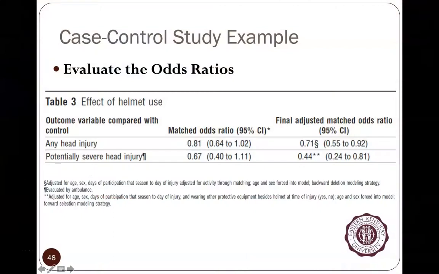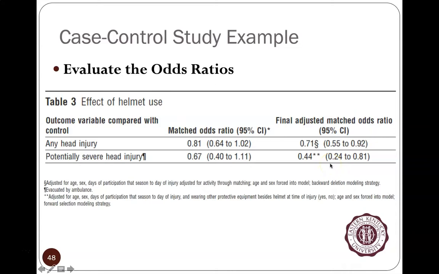Here, they've got a matched odds ratio and then an adjusted matched odds ratio. The adjusted ratio took into consideration age, sex or gender, days of participation of the season, and whether or not they were wearing other protective equipment. All right? So we know guys are generally more accident prone, so you want to control for that. Younger people on the slopes, more accident prone. You've got to control for that. So the adjusted odds ratios are usually going to be your best odds ratios in your paper.